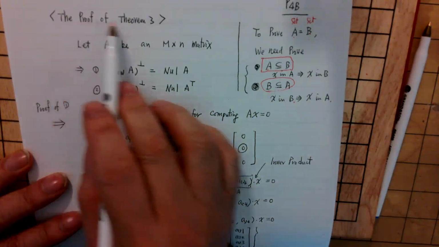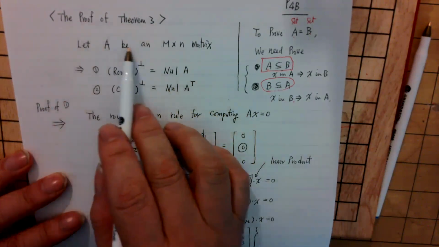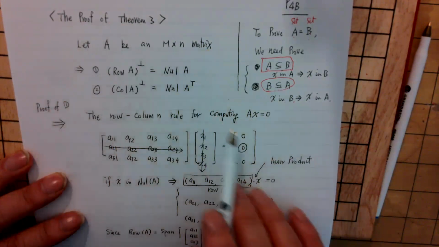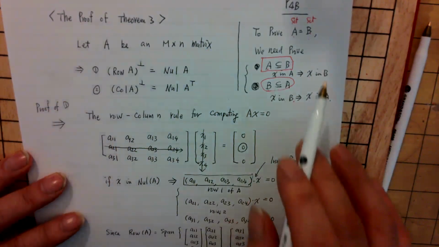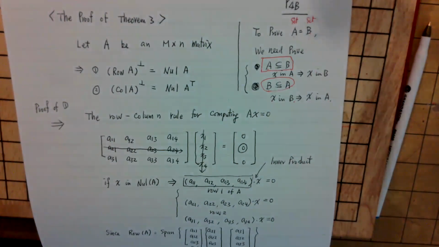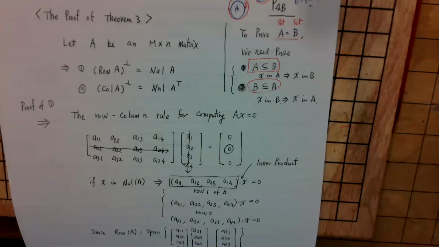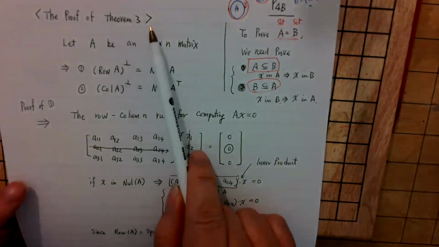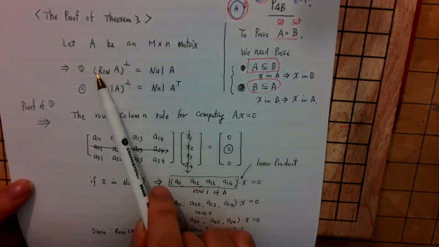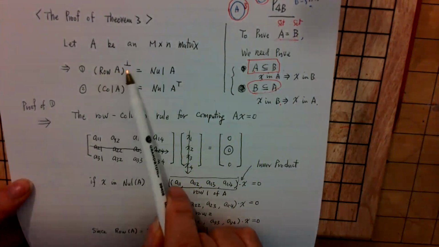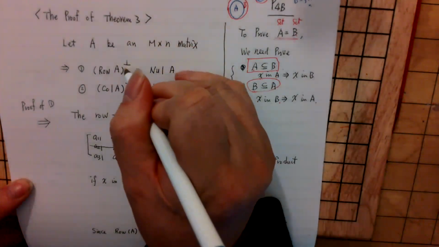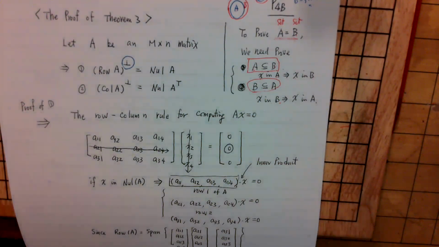Now, the proof of theorem 3. Let A be an m by n matrix. Now, what is theorem 3? We say the row space of A is the orthogonal complement.